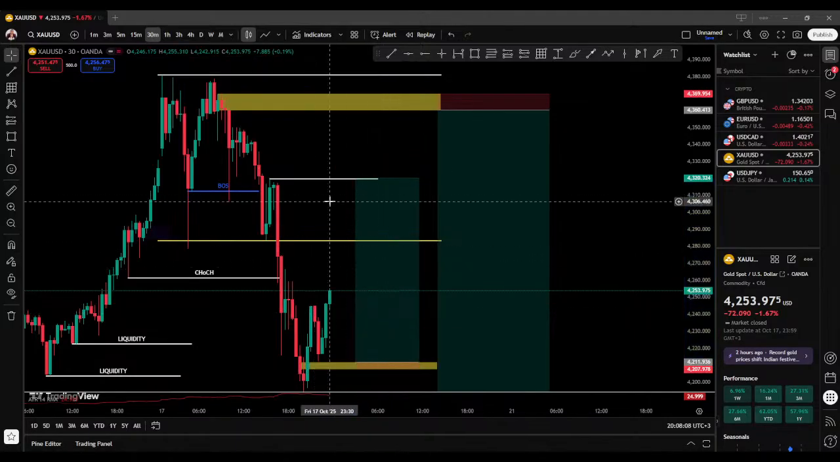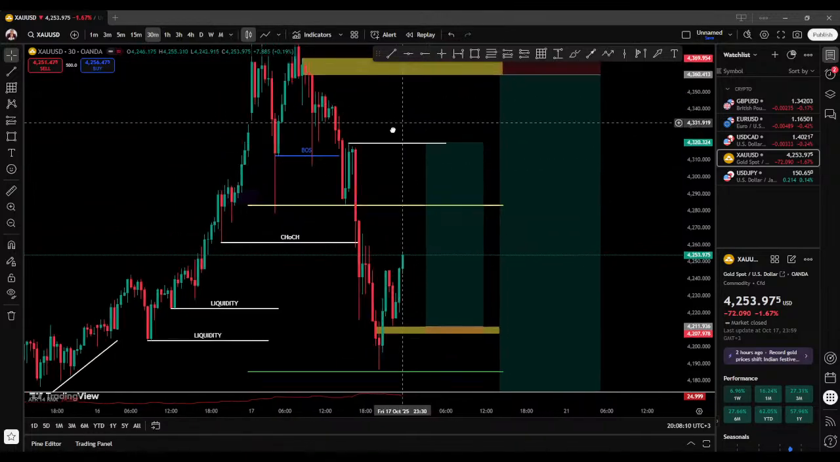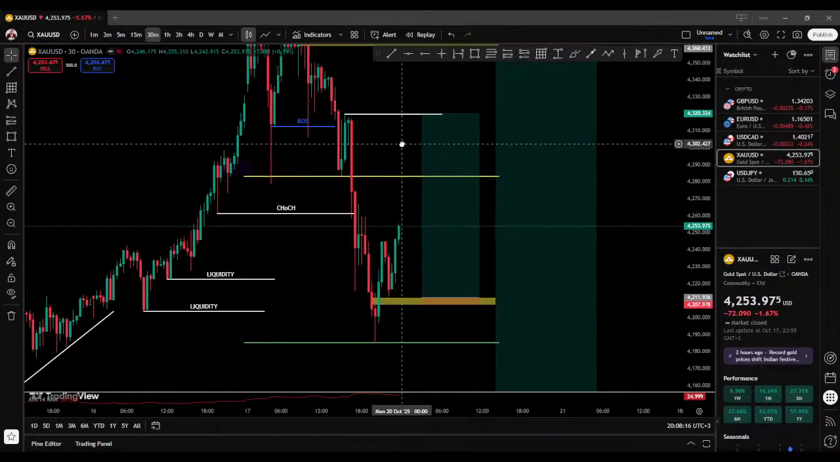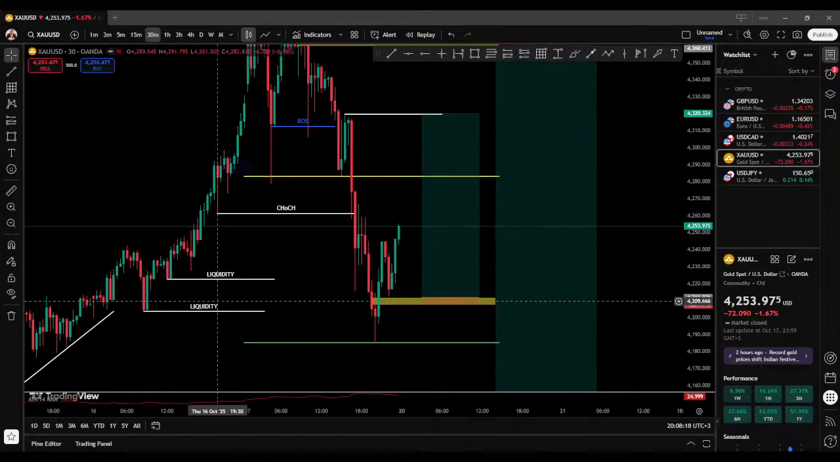That is a 1:27 risk to reward ratio. 1:27. Can you see all the liquidity I had marked? I wish I could show you.